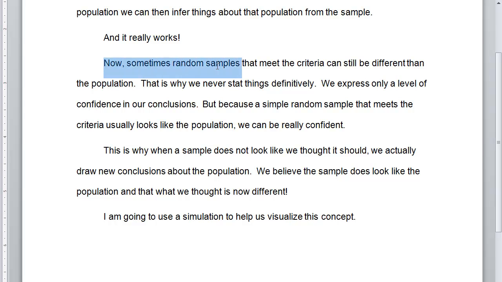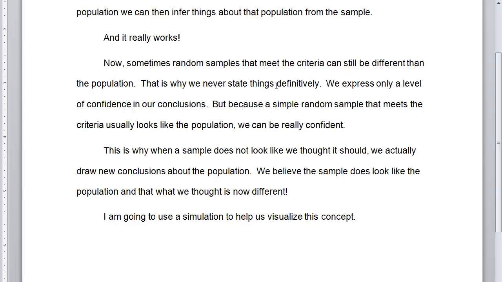And so now sometimes the random samples that meet the criteria can still be different than the population, which is what we saw in some of those histograms. That is why we never state things definitively, right? We express only a level of confidence in our conclusions. But because a simple random sample that meets criteria usually looks like the population, we can be really confident in our inferences. This is why when a sample does not look like we thought it should, we actually draw new conclusions about the population, that things have actually changed.